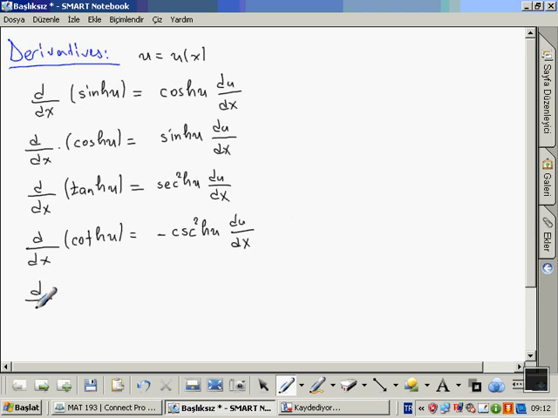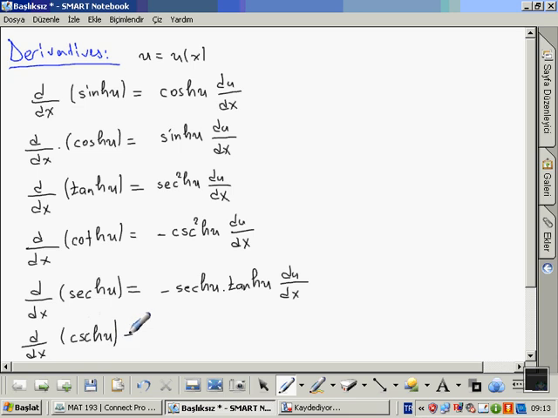and the derivative of sech u is equal to minus sech u times tanh u ∂u/∂x, and the derivative of csch u is equal to minus csch u times coth u ∂u/∂x.